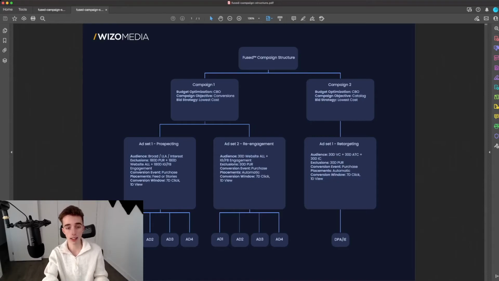Sometimes we actually go 90-10. So really most of the budget is spent on that first campaign and very little on that second campaign, because again, there's not that many conversions happening here. Most of it is going to happen on campaign 1 for prospecting and re-engagement.